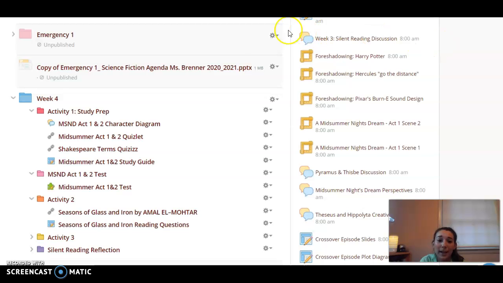As far as Seasons of Glass and Iron, there is a worksheet that has questions that you would need to answer after you've completed reading the story or as you're reading.